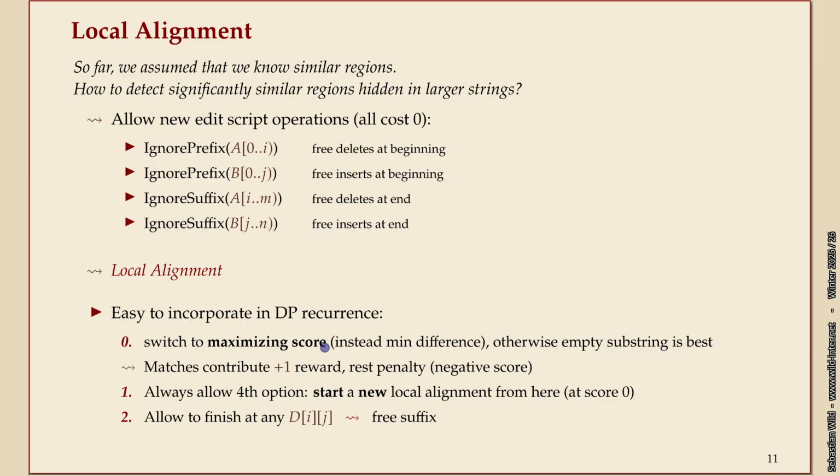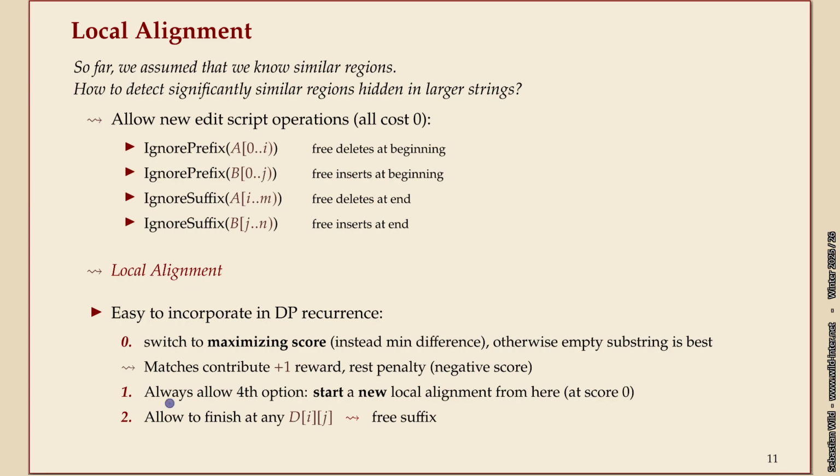So we'll maximize some abstract score. We'll come back to that a little bit. Usually here for the first part, let's just say we stick with unit costs or unit rewards. So a match contributes a +1, and the others, mismatches and gaps, maybe are penalties of -1.